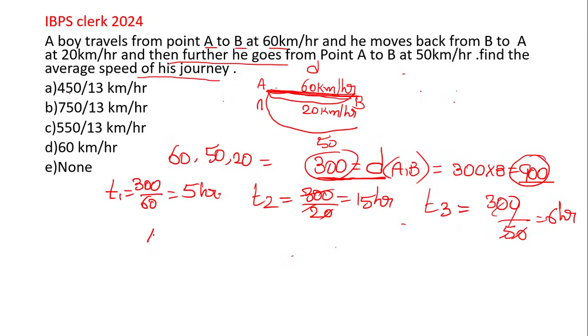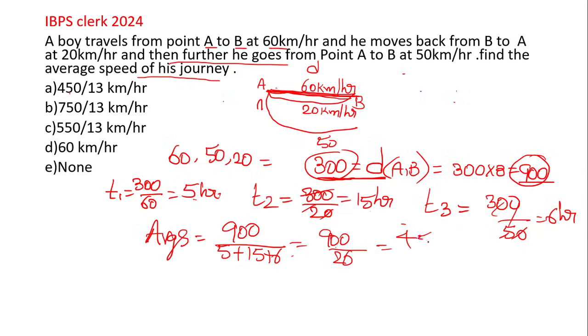Now, average speed is equal to total distance over total time, that is 900 by 5 plus 15 plus 6. That is nothing but 900 by 26. Again, you'll get 450 by 13, because 26 is 13 twos. This is, sorry, kilometer per hour. This is one of the easiest methods.